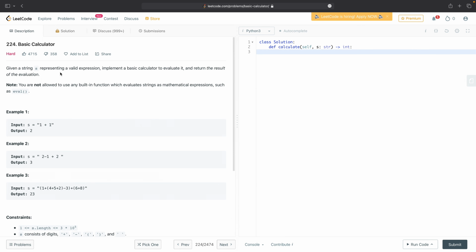Given a string s representing a valid expression, implement a basic calculator to evaluate it and return the result of the evaluation. That's not where their sentence ended. Return the result of the evaluation. You are not allowed to use any built-in function which evaluates strings as mathematical expressions such as eval.